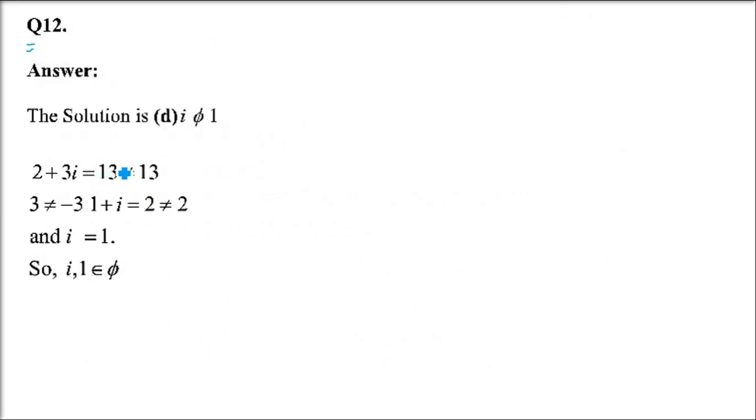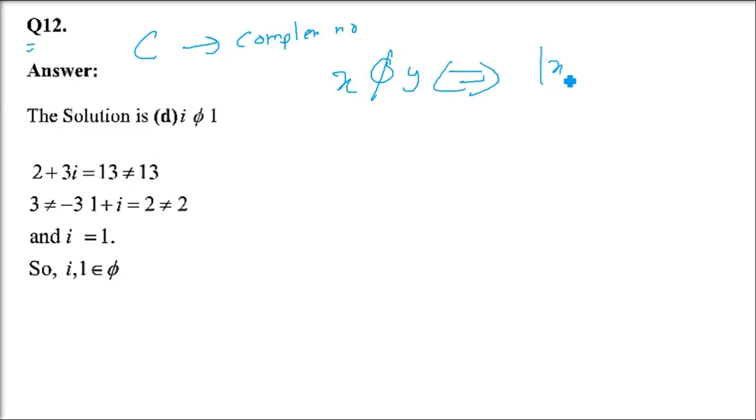Question number 12. A relation R from C to R is defined by x R y implies modulus of x equals y. Which one is correct? Now C is the set of complex numbers and R is the real numbers. Since x is a complex number, we are not talking about negative values becoming positive. The value coming out of a complex number is going to be the modulus.